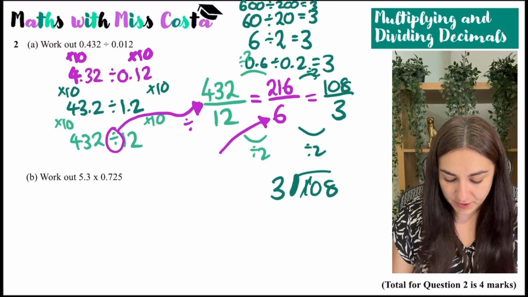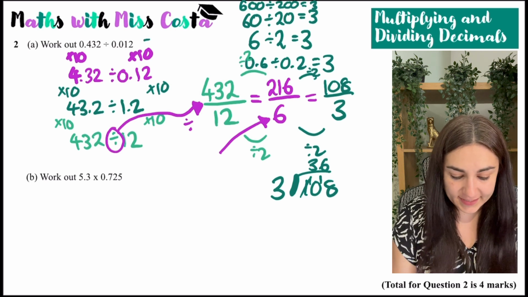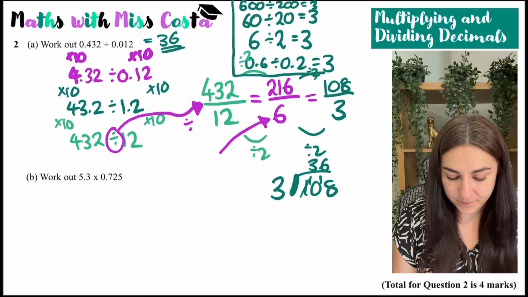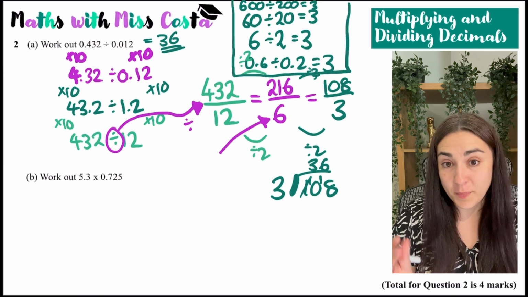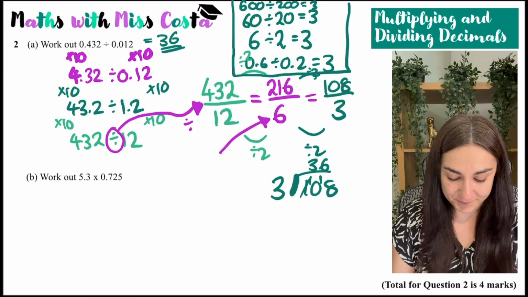3's into 1 don't go, so 3's into 10 go 3 times, remainder 1, and 3's into 18 goes 6. So that must be 36, using this division law, that as long as I've multiplied both parts of the calculation by the same power of 10, the answer will be the same.